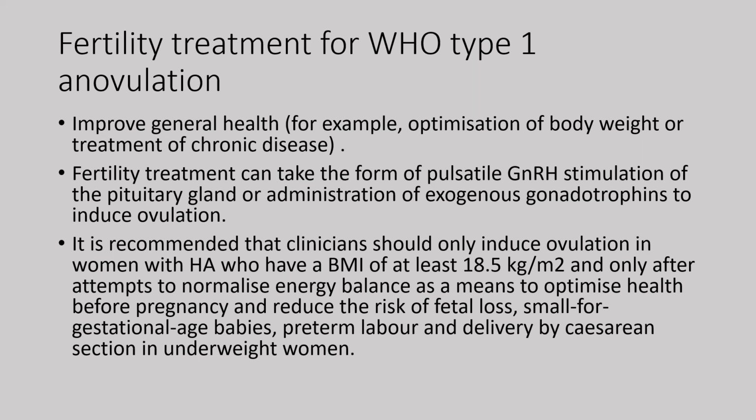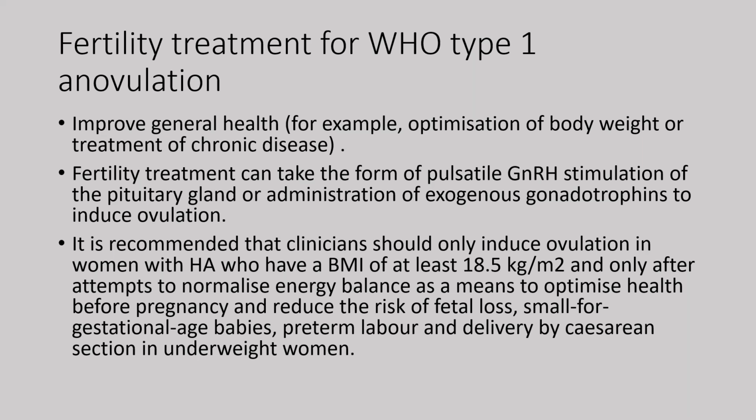So it is recommended that clinicians should only induce ovulation in women with hypothalamic amenorrhea who have a BMI of at least 18.5, because this is the category in which you have lean thin patients, low leptin levels. So you have to see the weight should be more than 18.5, and only after that, attempts to normalize energy balance as a means to optimize the health before pregnancy.